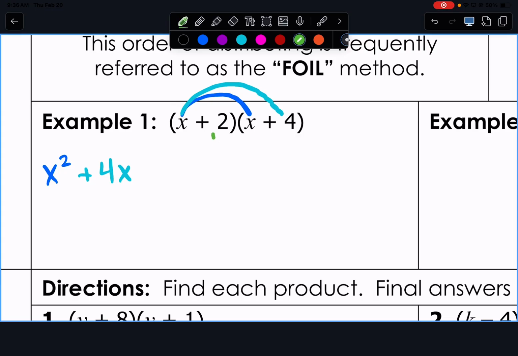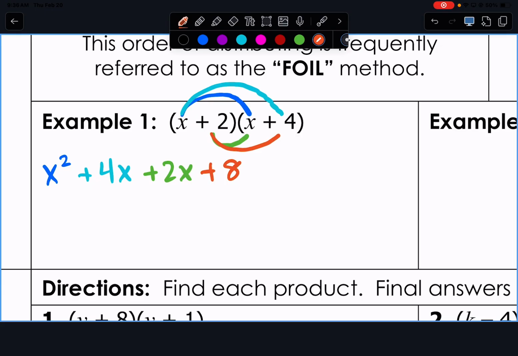Okay, then we're going to do 2 times x. What is 2 times x? 2x plus 8. Then we're going to do 2 times 4, which is 8. Sorry. And so that lets us do each piece of it. Y'all see that? And so now we just combine any like terms we have.